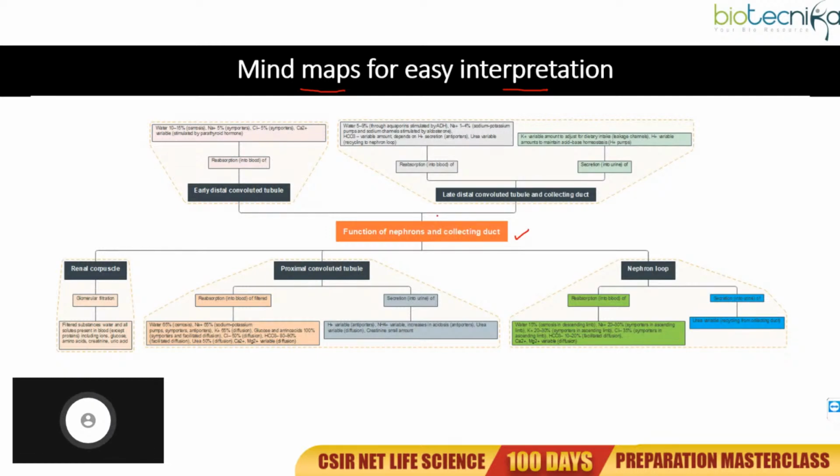If you see here, if you need to know about the function of nephrons and collecting duct, now nephrons have different parts. It has PCT, it has DCT, early DCT, late DCT, nephron loop. Then the beginning part, that is the renal corpuscle. So there are so many different parts present in nephrons, and each part of the nephron has a different function. So what you need to do over here is make mind maps.